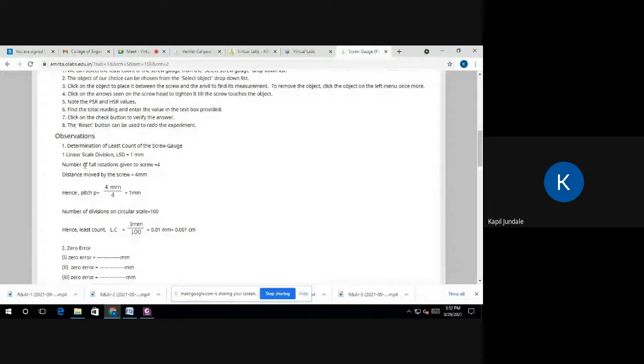Now, how to find out the least count? Here it is the pitch distance divided by number of divisions on the scale. The pitch here is 4 mm divided by 4, it is 1 mm pitch, divided by the number of divisions. The number of divisions we have to count on the circular scale is 100. Means we can write least count is equal to 1 upon 100 is equal to 0.01 mm, and in centimeter it is 0.001 centimeter.